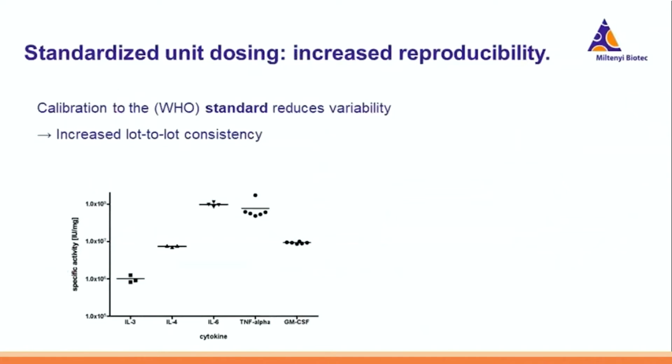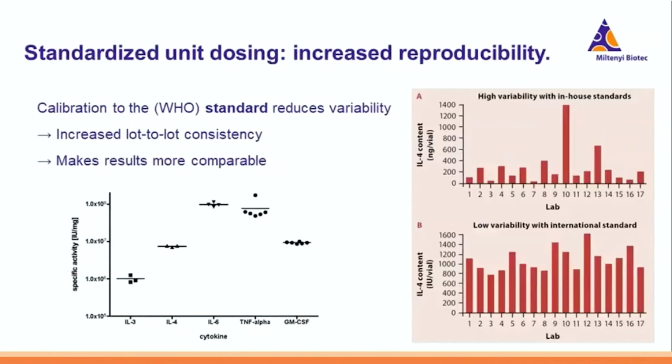In the image on the lower left, from in-house data from us, we can show how standardization can increase the lot-to-lot consistency. And then also from external results where different labs tested one cytokine and normalized it to an in-house standard. All labs used the same batch, whereas in the lower image, also the same batch of cytokine was used in all labs, but it was normalized to an international standard. And you can see how the reproducibility in the results is increased when the same standard is used in each lab.